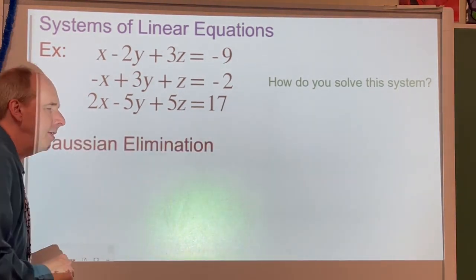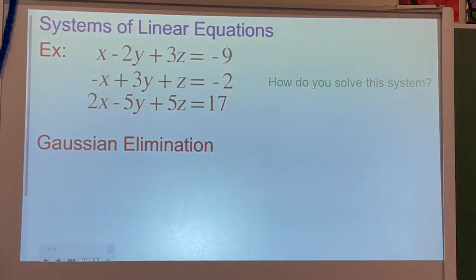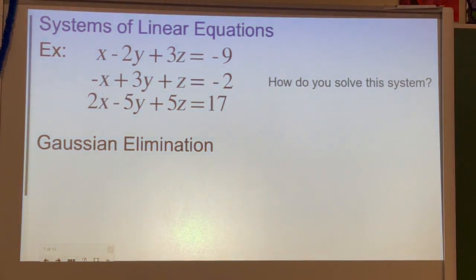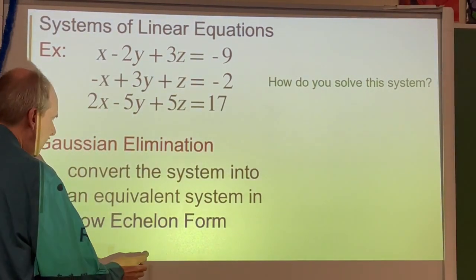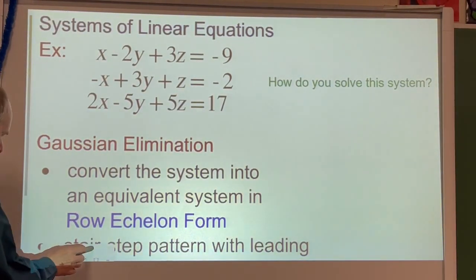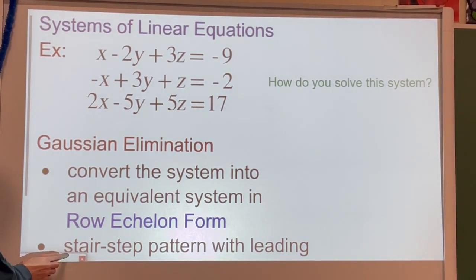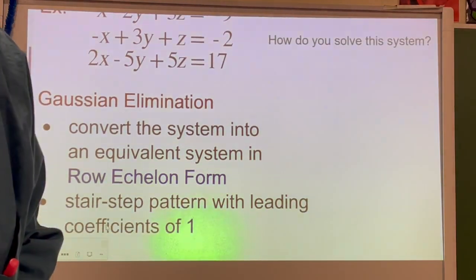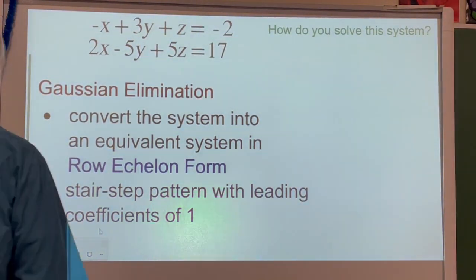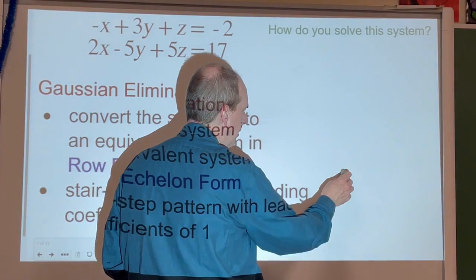So one technique that we can use is called Gaussian elimination. It's named after Friedrich Gauss. He is a brilliant mathematician. You can look up Mr. Gauss. And what he came up with was being able to convert the system into an equivalent system called row echelon form. Row echelon form, what it does is it follows a stair-step pattern. So we have stair steps where the leading coefficients turn out to be all equal to 1. And that's how our system eventually looks when we're done solving it.